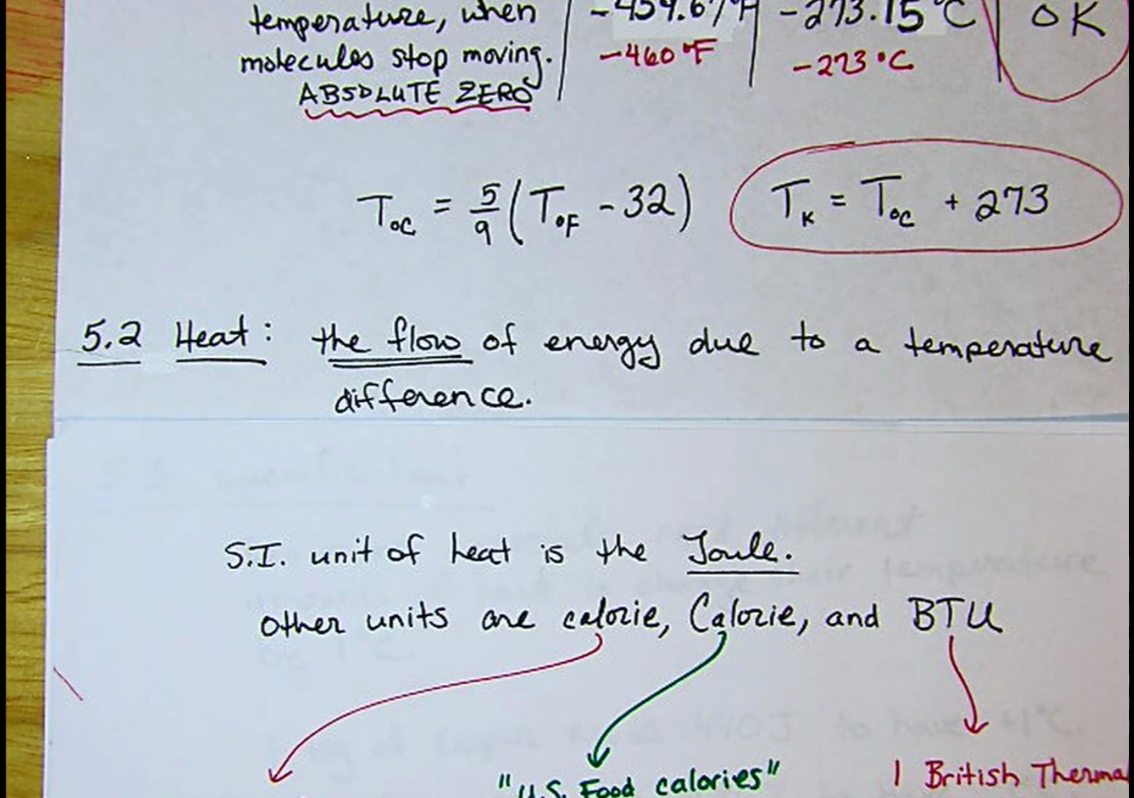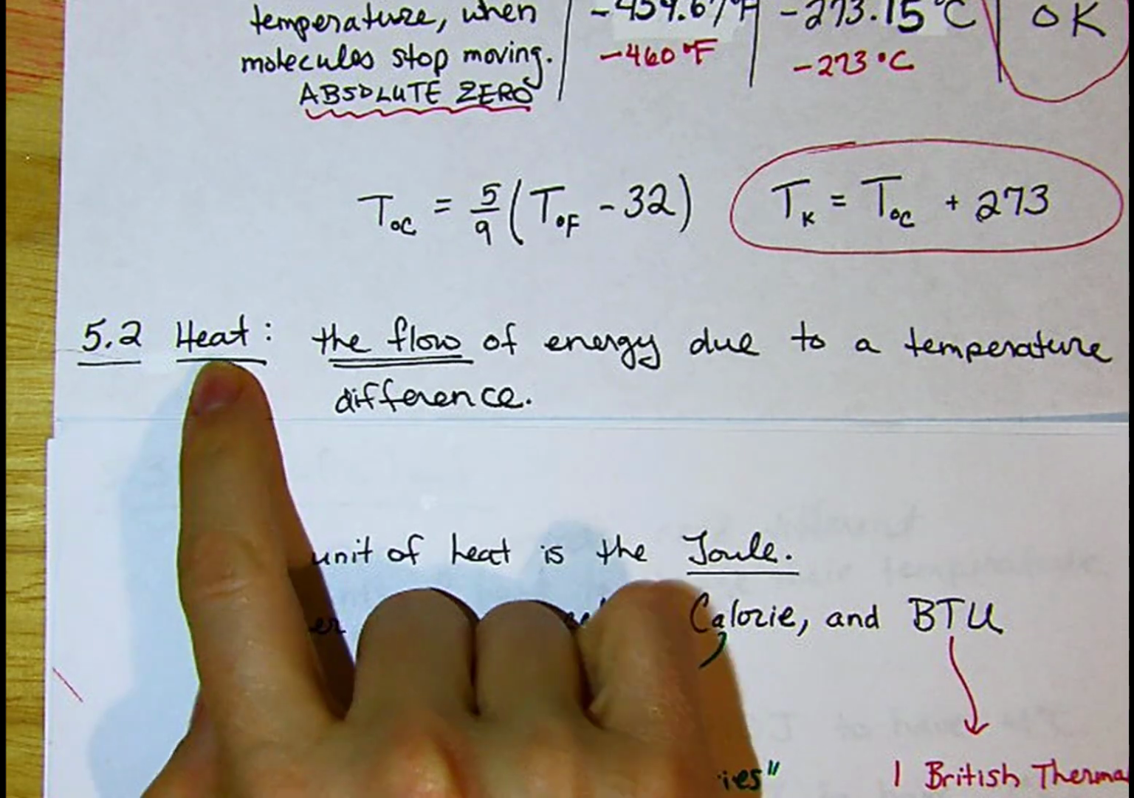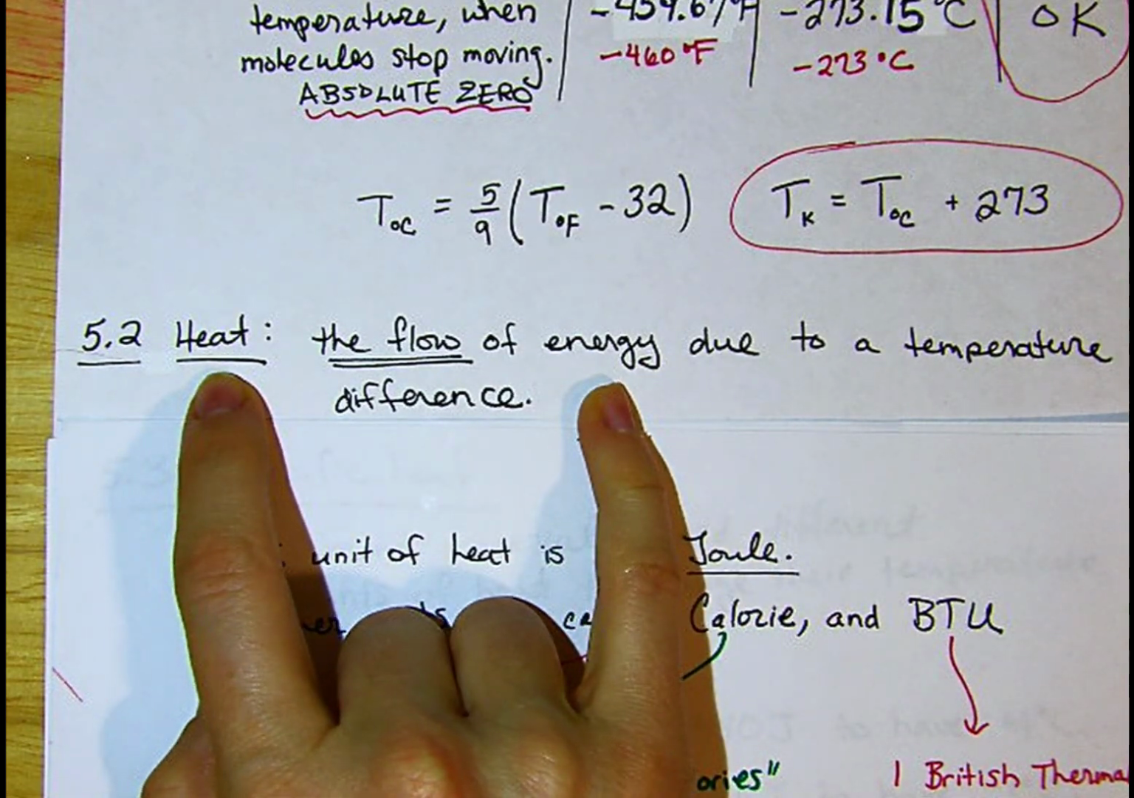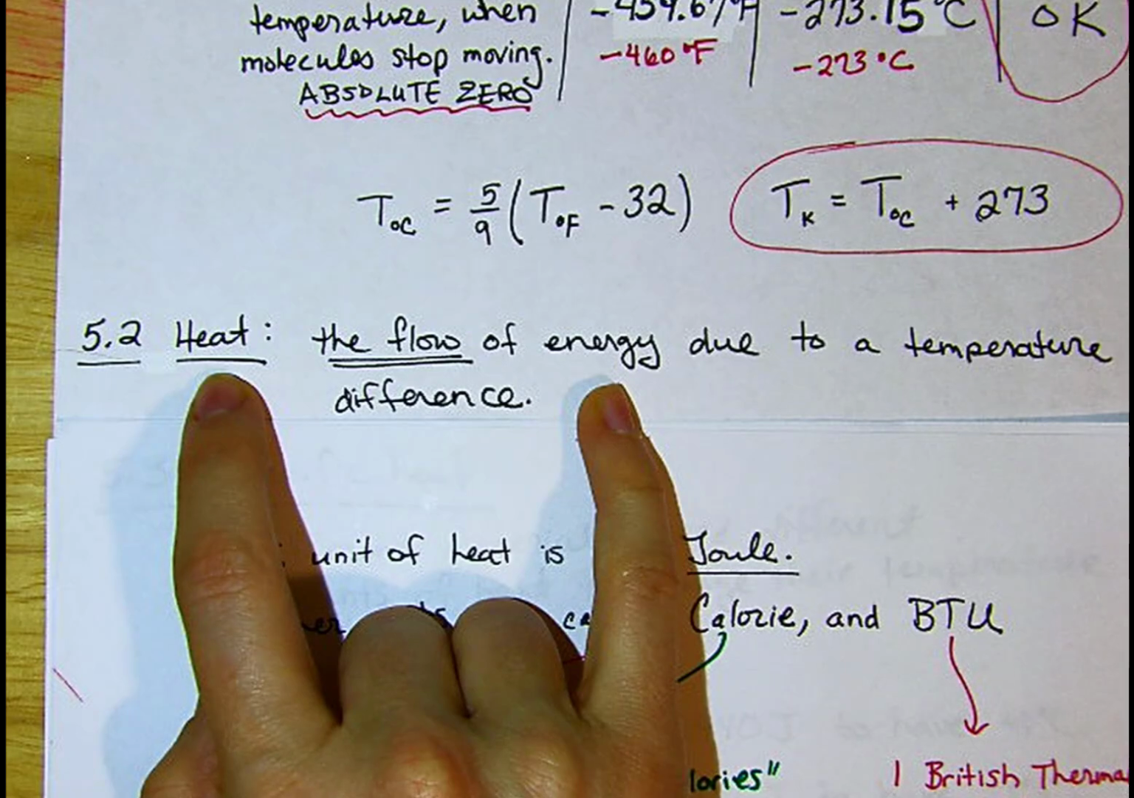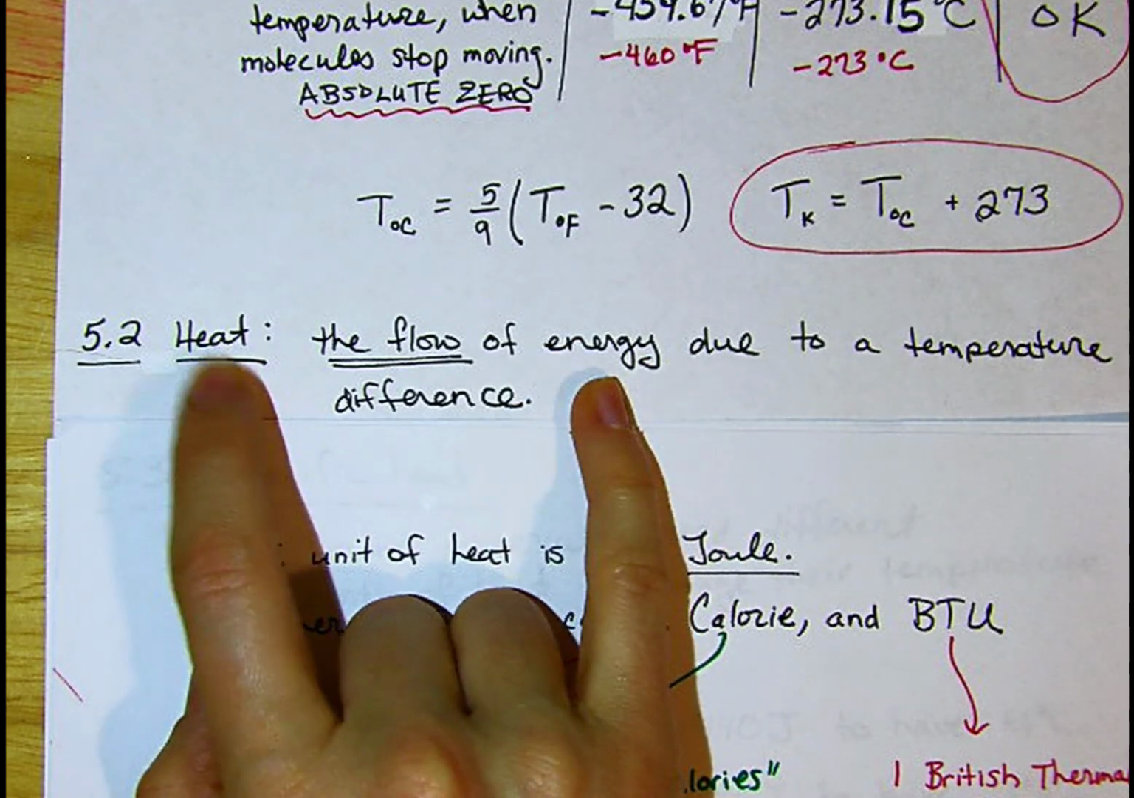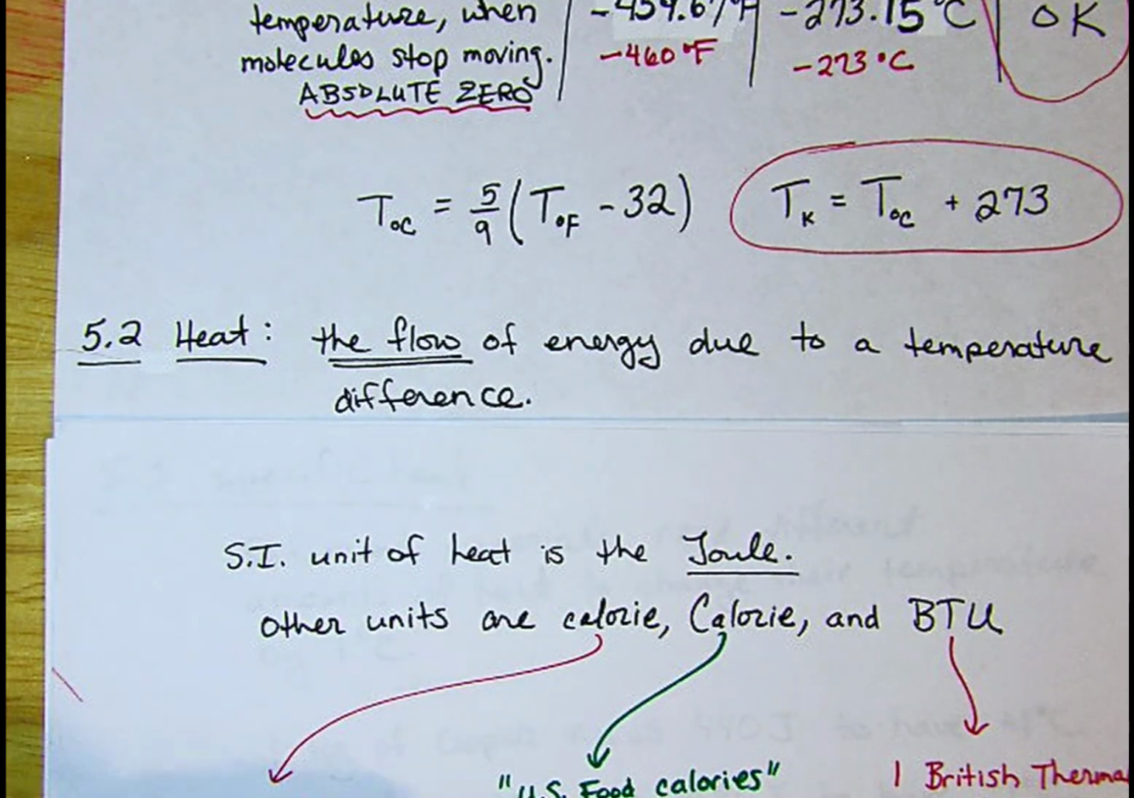All right, section 2, definition of heat. Heat is going to be the flow of energy due to a temperature difference. So you shouldn't really be saying your body has heat. You don't have heat. Heat is the transfer. So heat is describing energy that's coming or going. And so its SI unit is also going to be the joule, just like all of our energies.